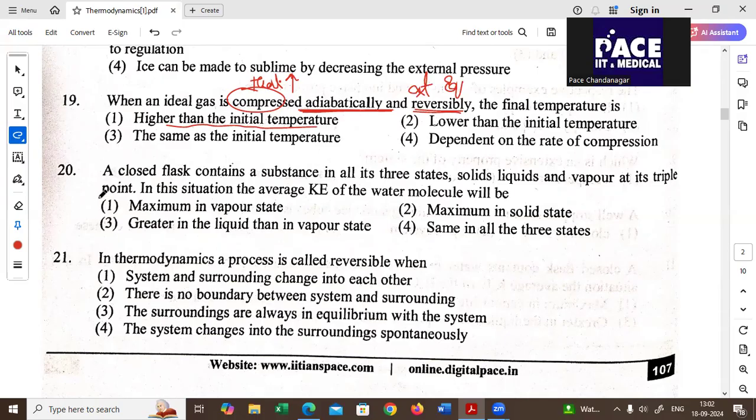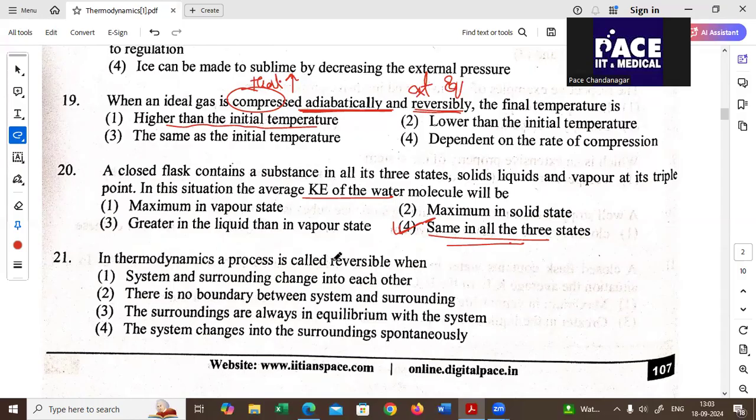Okay, next, moving on to 20. A closed flask contains a substance in all the three states: solid, liquid, and vapor. I think we have just seen this. In this situation, the average kinetic energy of the water molecules is the same in all the cases, because average kinetic energy is dependent only on the temperature. Remember this point. Kinetic energy is only and only dependent on the temperature, nothing else. Okay, next, 21.